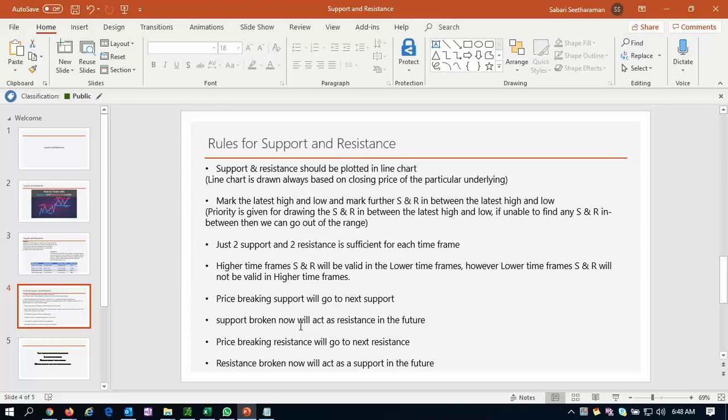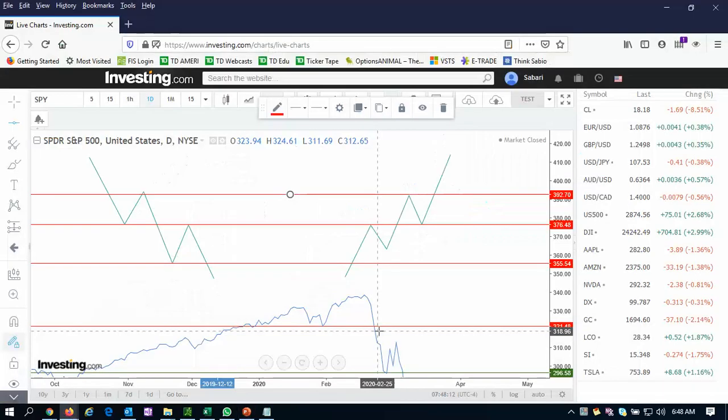Support broken now will act as resistance in the future. This is the resistance line, this is the support line. Now here this support line is broken. However, once it is broken, this support line will act as resistance. See here, the price reacted, price went down.